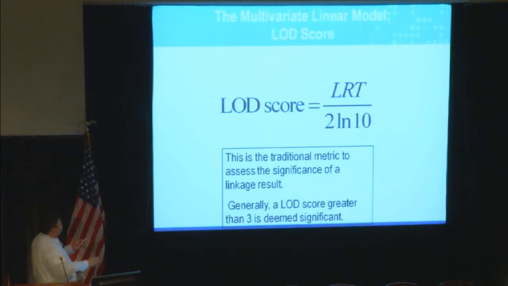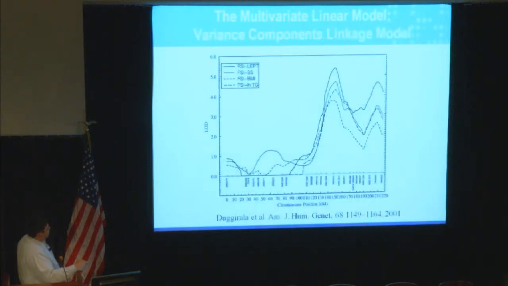All right, and the traditional metric to assess the significance of a linkage result is the LOD score, and it's just a function of the likelihood ratio test statistic. Setting the QTL variance to 0 and then maximizing and estimating its likelihood and forming the LRT that way, divided by two times natural logarithm of 10. Generally, a LOD score greater than 3 is deemed significant. Right? And this is an example. I decided to use this to kill two birds with one stone. It's an example of pleiotropy and linkage.